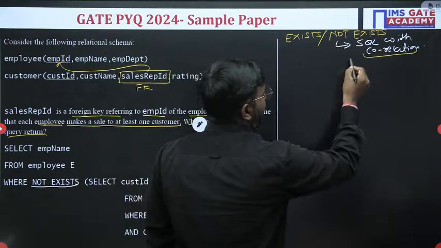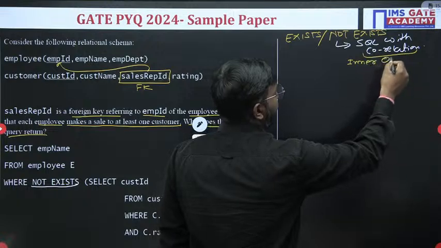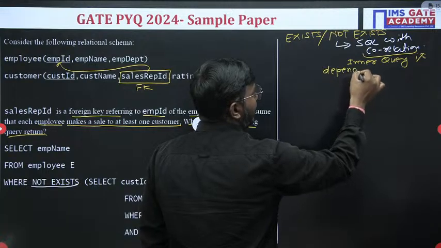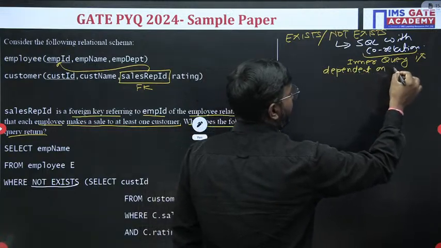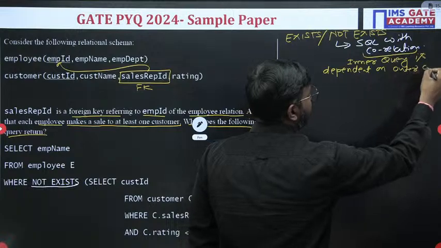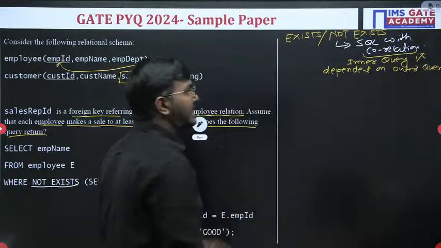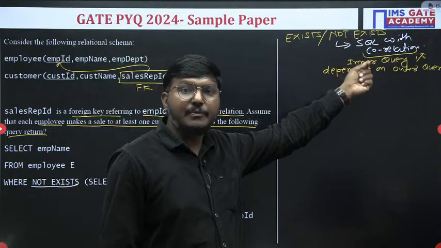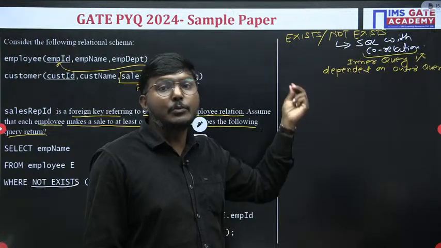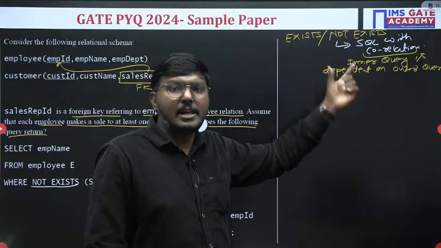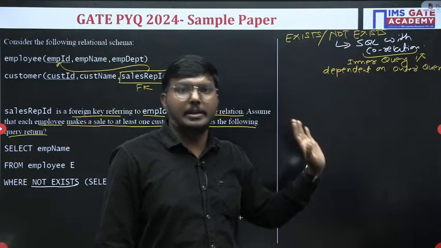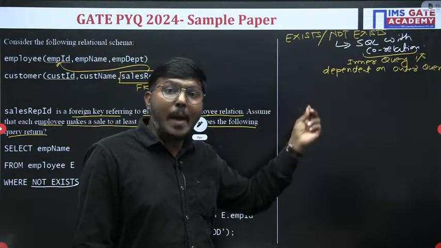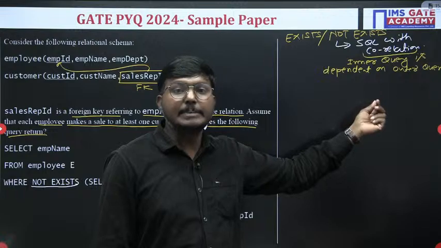Correlation means the inner query is dependent on the outer query. If inside the inner query you are using any attribute of the outer query relation, then I can say the inner query is dependent on the outer query.